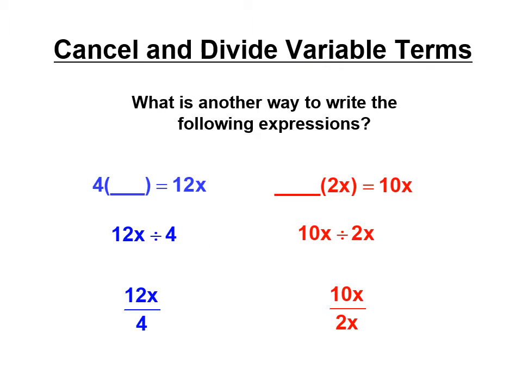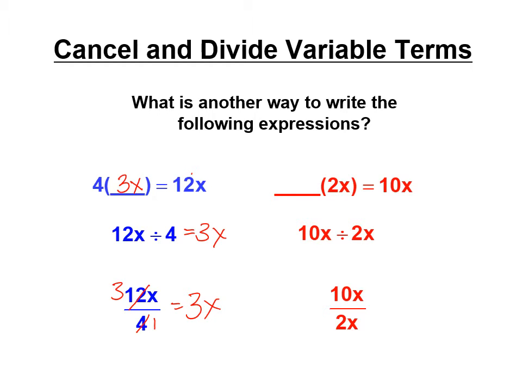All right, so 4 times 3x is 12x. So 12x divided by 4 must be 3x, but we'll write it like this, which makes it a lot easier. And let me show you another one.